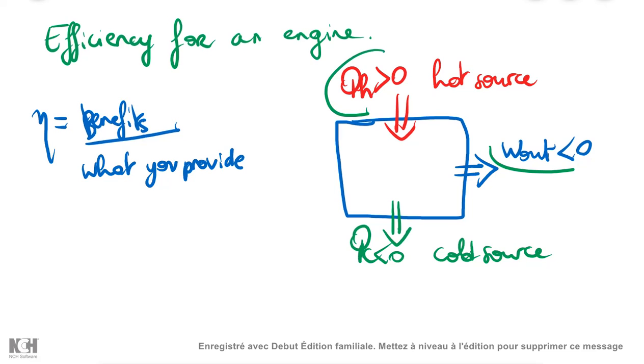So this is what I provided. As you can see, QC is just a consequence of the mechanism. It's not what I provided. It's not what I get as result. So it's just here, but it's not going to be part of the efficiency in the first expression of the definition. So this is going to be W out over QH.